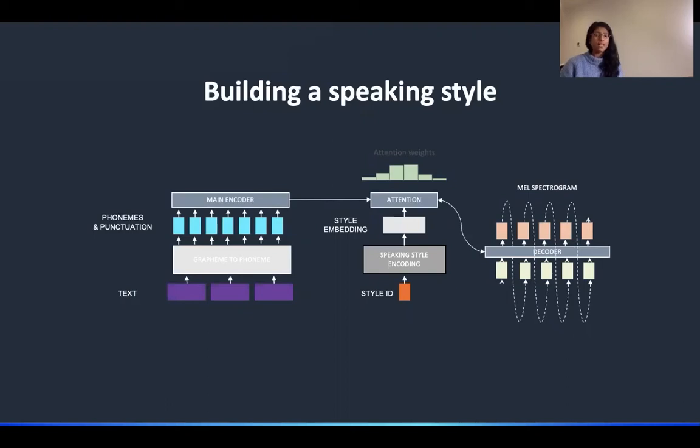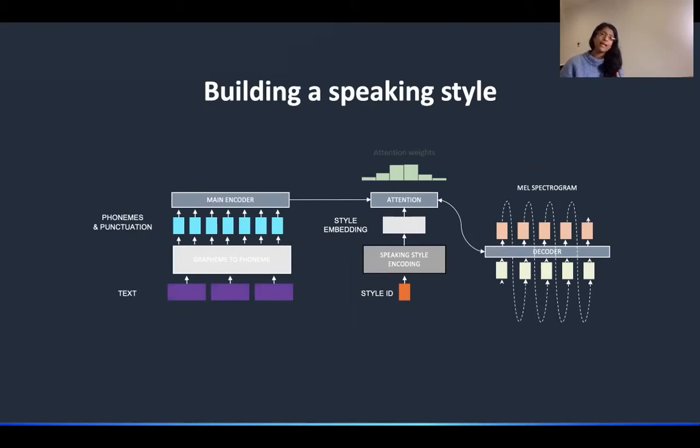Now, we can choose recordings in a specific speaking style. In our case, we chose the newscaster one because it was quite different from the neutral recordings, and also because it was quite pacey. So we use recordings in both neutral and the newscaster style to train our systems.